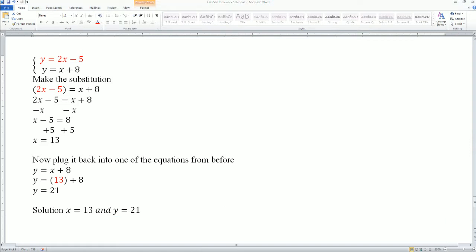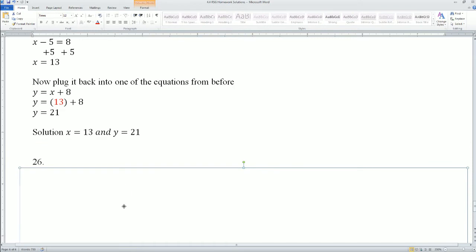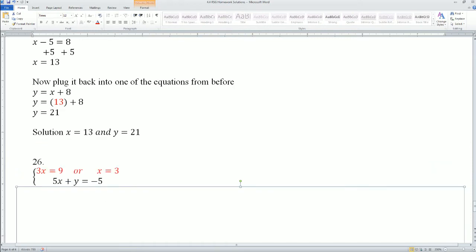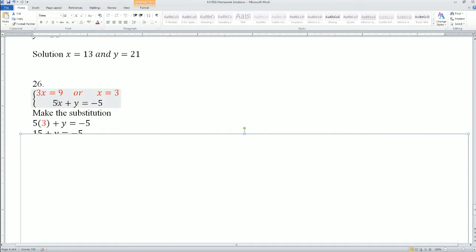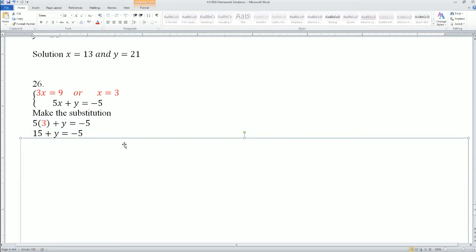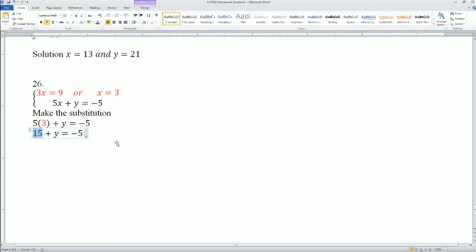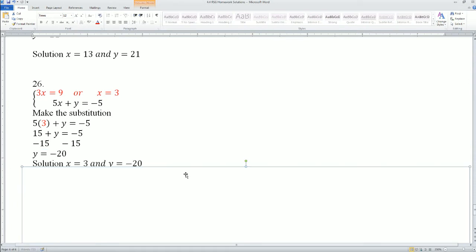Alright, let's keep going now. 26. 3x equals 9. If we simplify that, that becomes x is equal to 3. Here's the other equation. 5x plus y equals negative 5. Make that substitution. So where x is, I plug in 3. So 5 times 3 plus y equals negative 5. 5 times 3 is 15. Subtract 15 from both sides. I get y equals negative 20. So the solution is x equals 3, y equals negative 20.